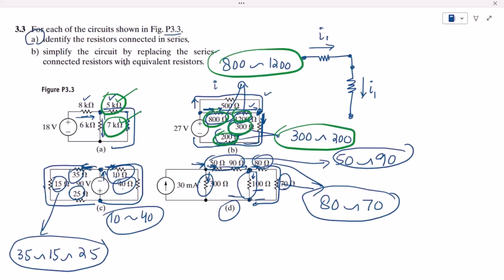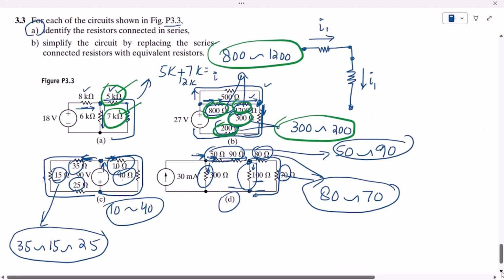In part B, simplify the circuit by replacing the series connected resistors with the equivalent resistors. So here what are the resistors which are in series? These are 5k, 7k. If two resistors are in series, in the equivalent resistance their resistances will be added together. So therefore 5k plus 7k, this is 12k. Let me draw it somehow downwards.